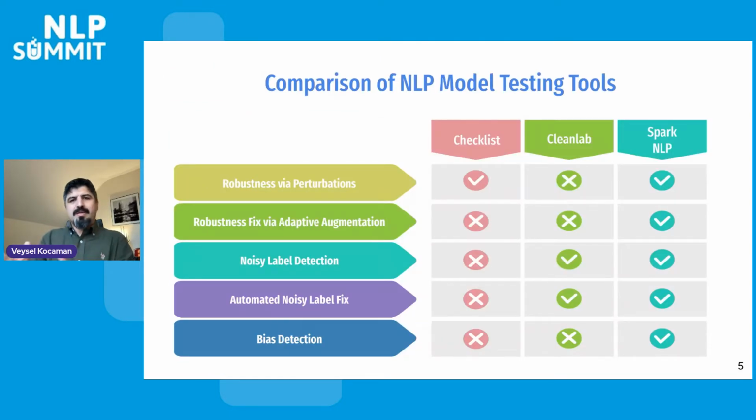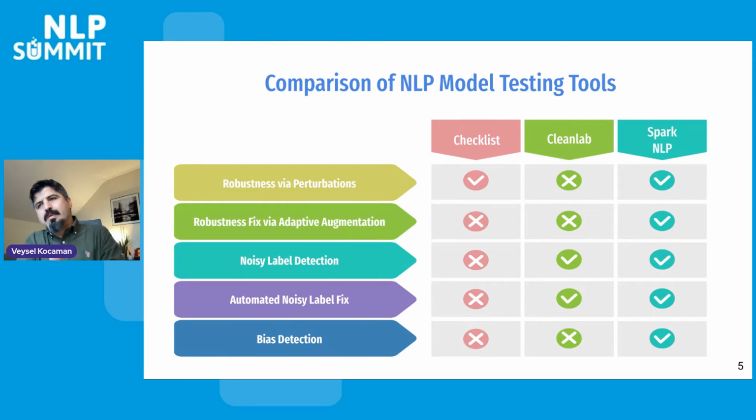So if you compare the Spark NLP testing model with CheckList and CleanLab, as you know, CheckList is all about robustness via perturbations, and CleanLab is all about noisy label detection. None of them offers the other solutions, like how to fix the perturbations. Of course, if we tweak it a little bit, CheckList can also be used for this, but you need to spend some time to do this, which may not be a trivial job. And then CleanLab doesn't do any perturbation; it just looks at the table and then tries to find the label errors and fix them on the fly. But it's not doing bias detection or perturbation. But Spark NLP right now can do all of this.